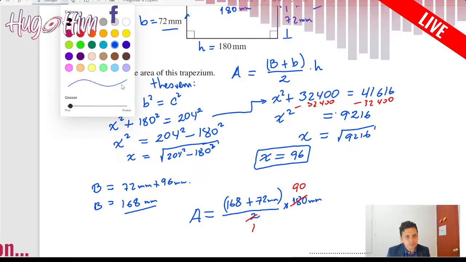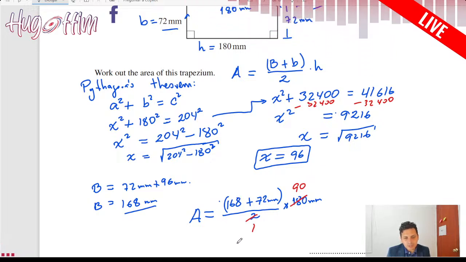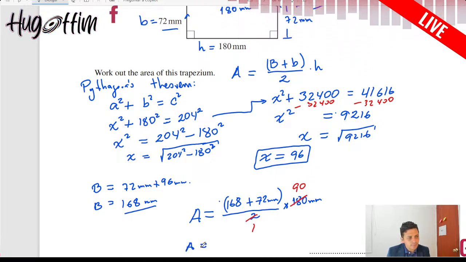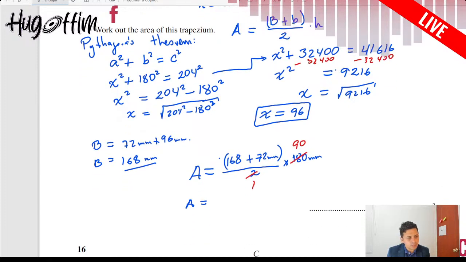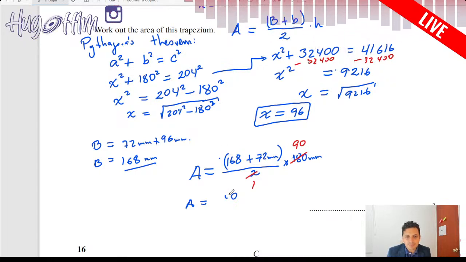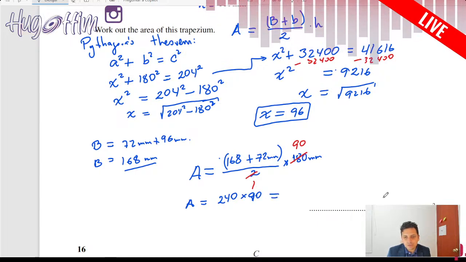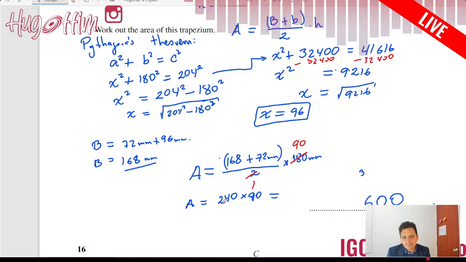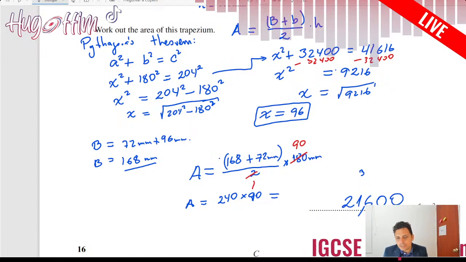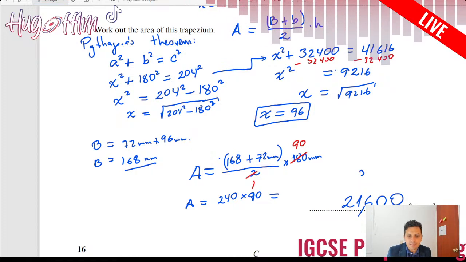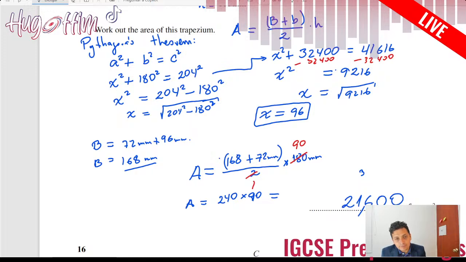If you want, you can just get the addition, 8 and 2, 10. I'm going to move a little bit down so you can see. 8 and 2, 10. 7 and 7, 14. 240 times 90. And the area, so you're just going to have 2 zeros. 9 times 4, 36. 9 times 2, 18. And 3, 21. 21,600 square millimeters.